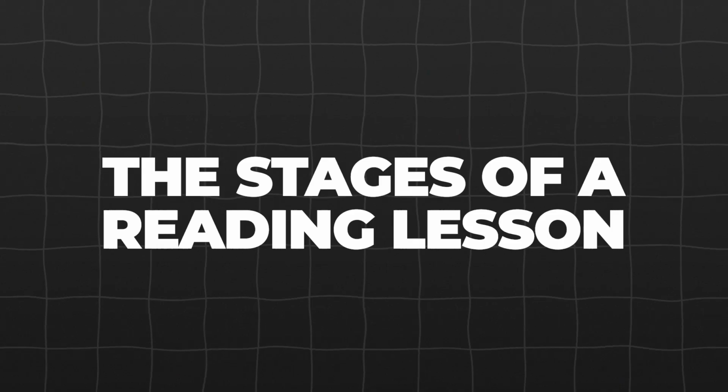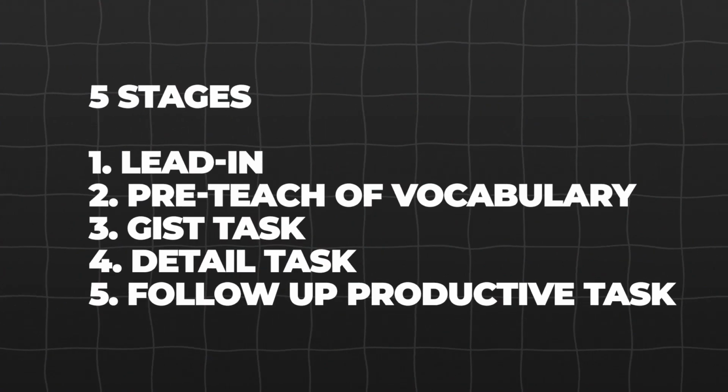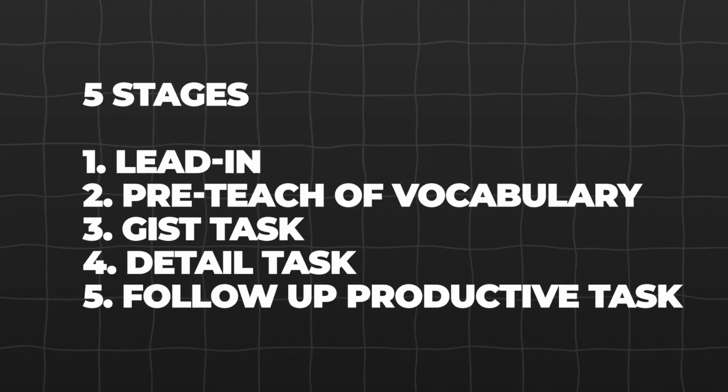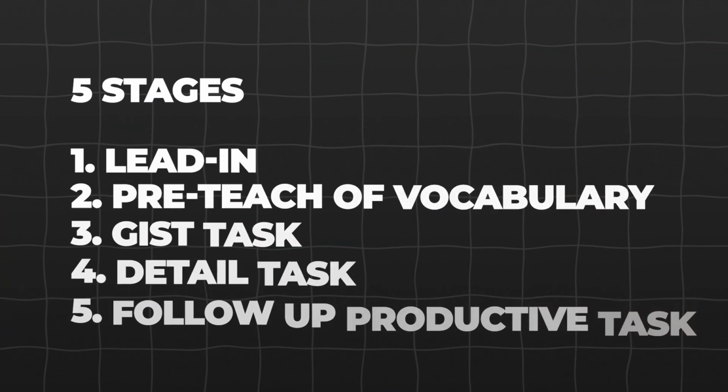So first things first, the stages of a reading lesson. What are they? There are 5 of them. There's a lead-in, there's pre-teach of vocabulary, there's a gist task, there's a detailed task, and then there's a follow-up productive task. And those are the stages of a reading lesson. Let's talk about each one and why you are doing it.